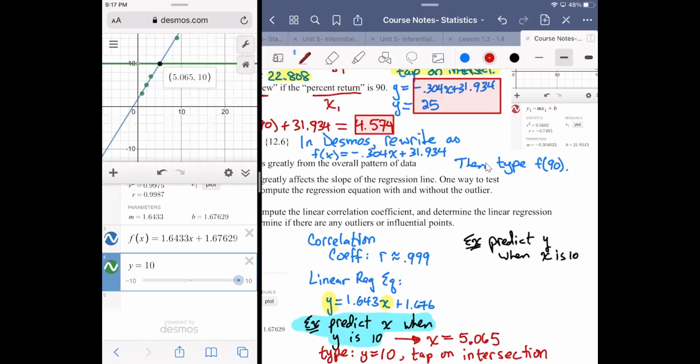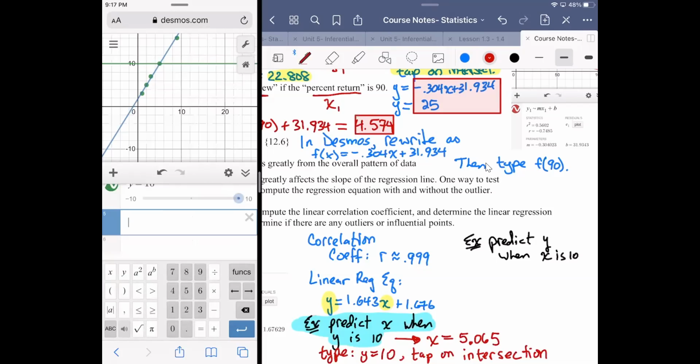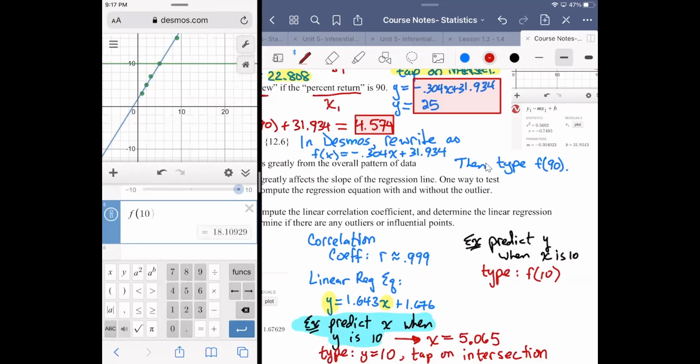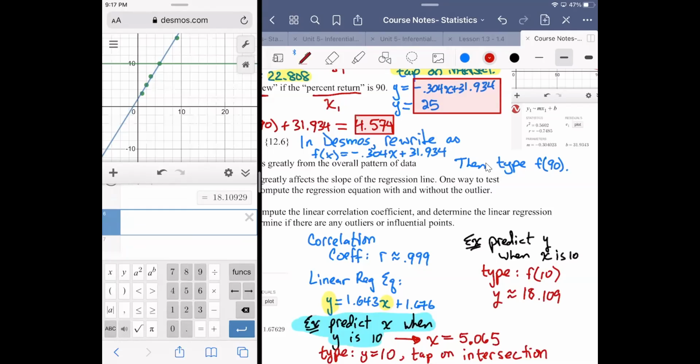So that's one avenue. The other one is the simpler way. We just type f of 10. That's the function notation, not f times 10, f of 10. So f of 10, and then it'll just spit out what the value is. So we're looking at approximately 18.109. That's what y is equivalent to. They told us what x was, and we found the y that went along with that. That shouldn't be too bad because it's the same process every time.